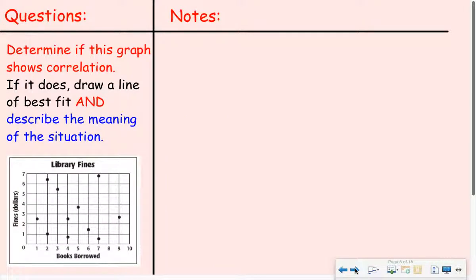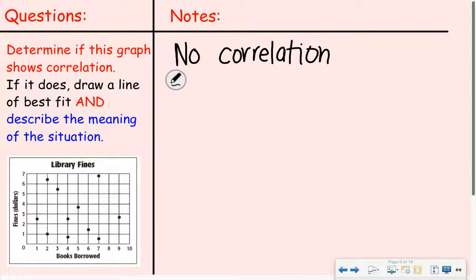All right. So this is our first one where the dots are scattered all over the place. They're not going up from left to right. They're not going down from left to right. So this means that there is no correlation. So let's look at what there is no correlation between. We're looking at library fines. X is our books borrowed. Y is our fine in dollars.